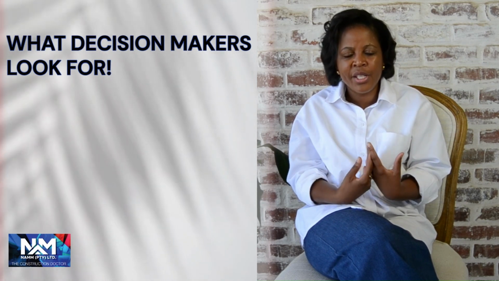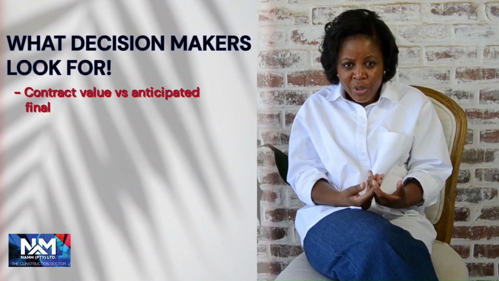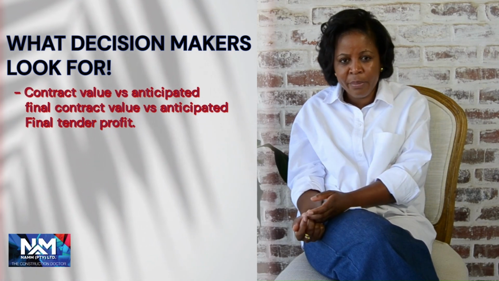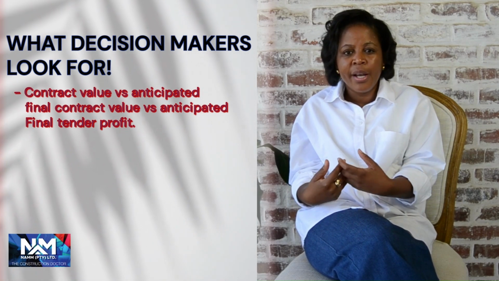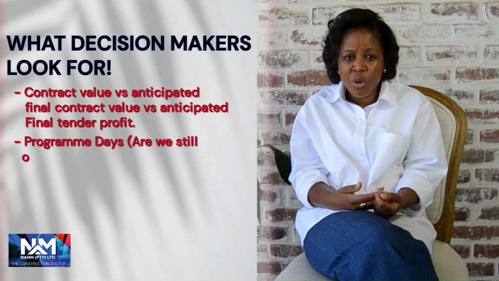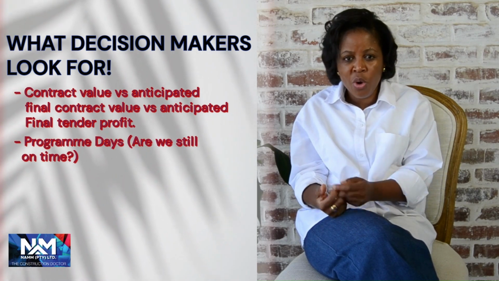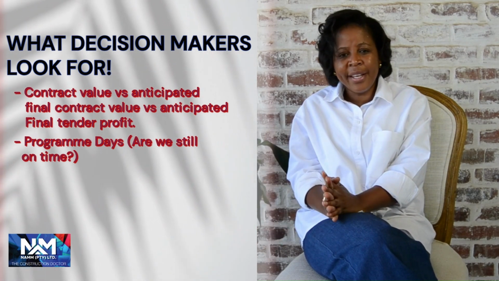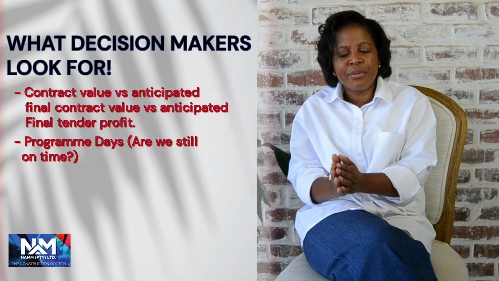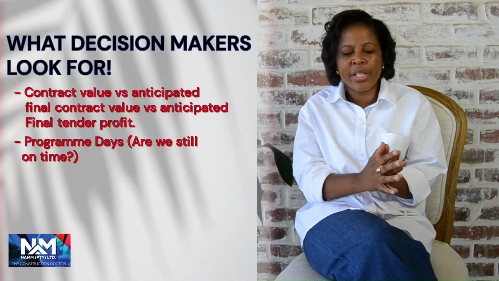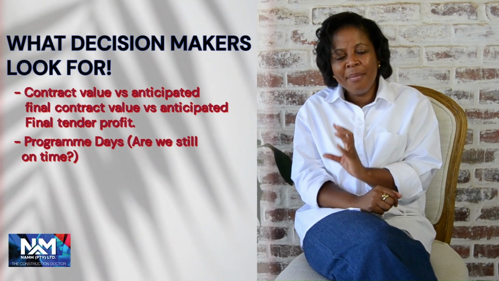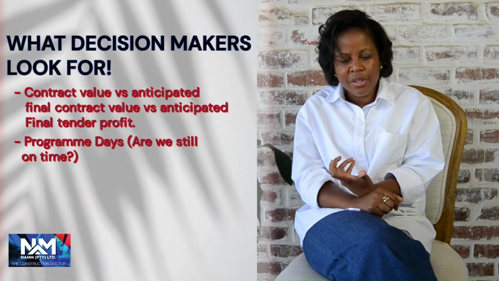But the bottom end of the cost report is contract value versus anticipated final contract value versus anticipated final tender profit. Then they may also want to see the program days. Are we still on program, or are we running early, or are we running behind? And then once you start working for the developer, what the developer wants to see is: this is my budget. Am I still on budget or not, right? Are there any variations coming in?